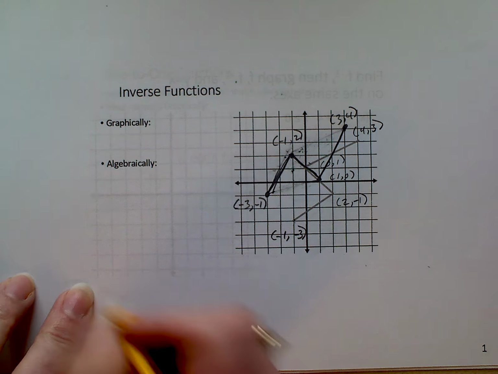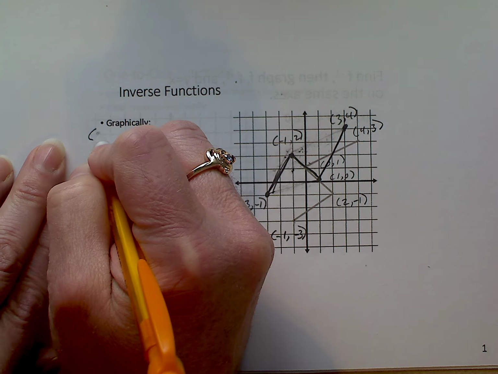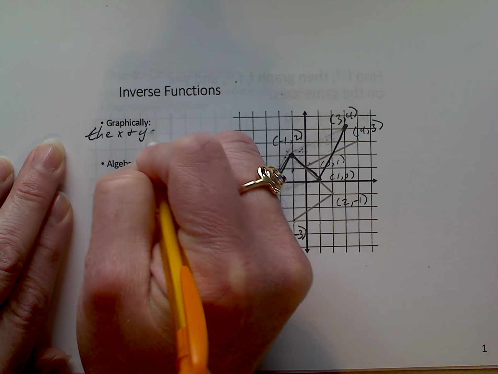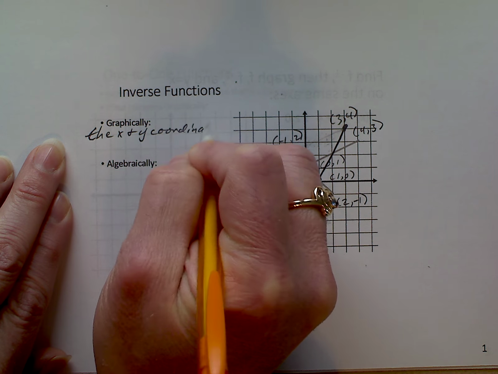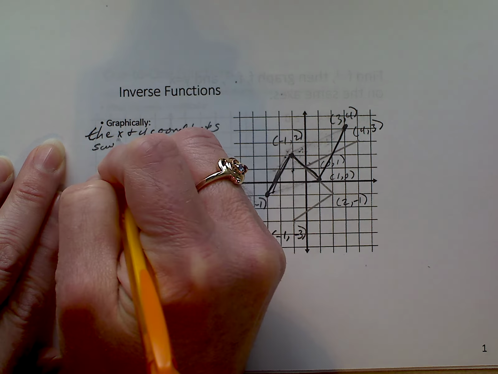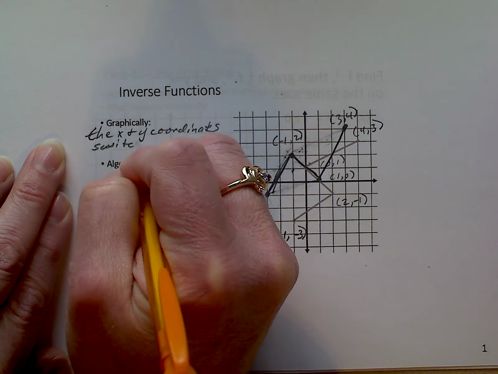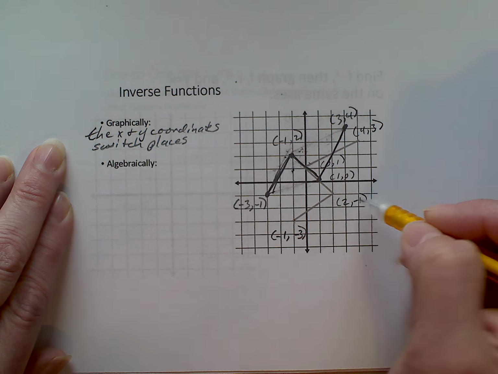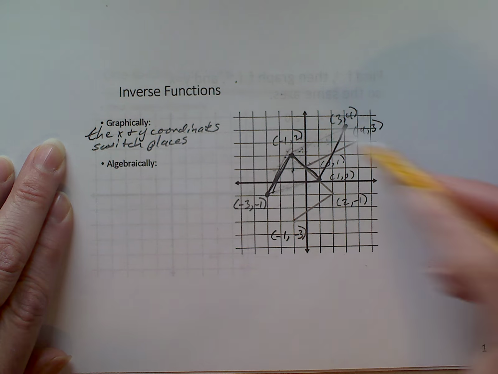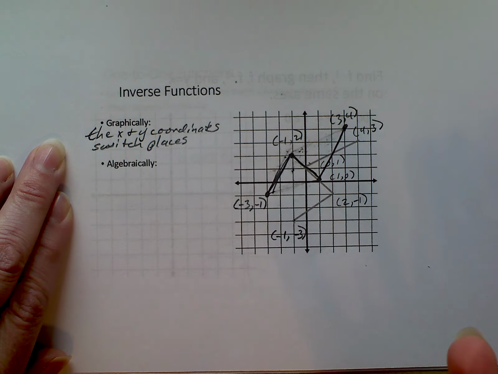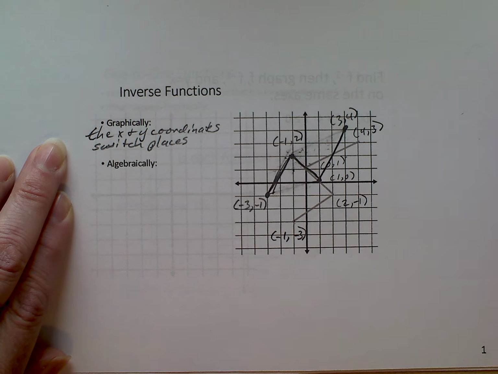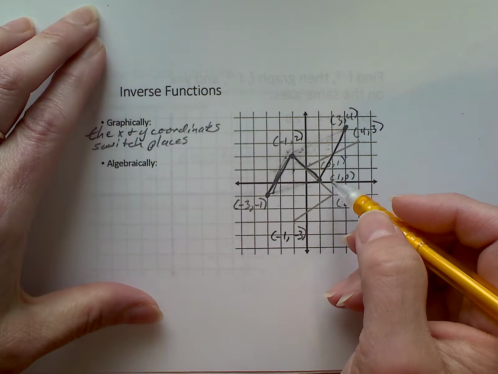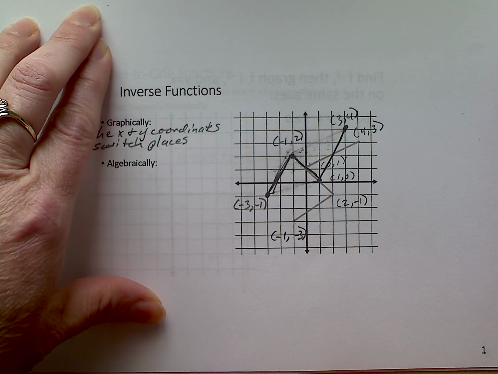Now, what happened? Graphically speaking, the x and y coordinates switched places, right? Did you notice I didn't change their signs or anything? The -1 stayed -1 and the +2 stayed +2, but they switched places. So all my xy's became yx's.